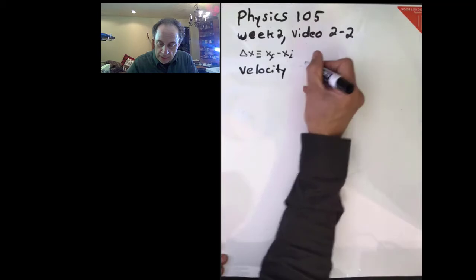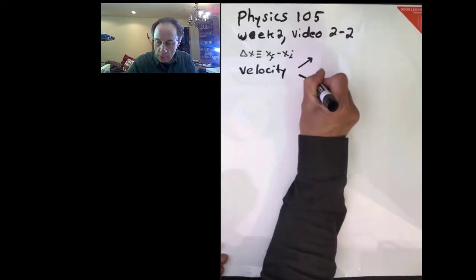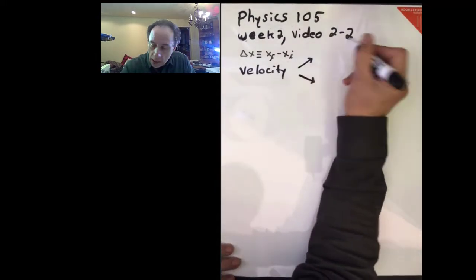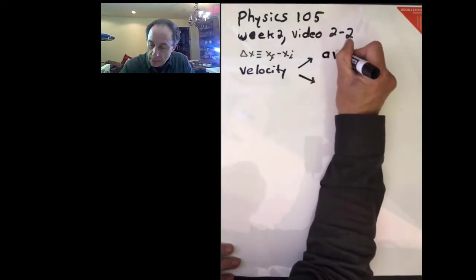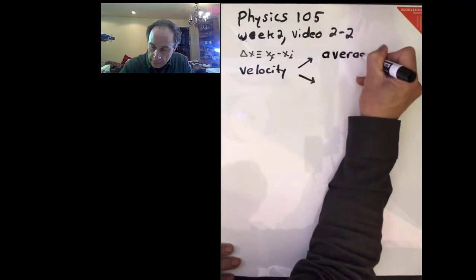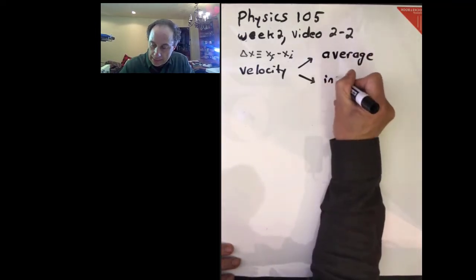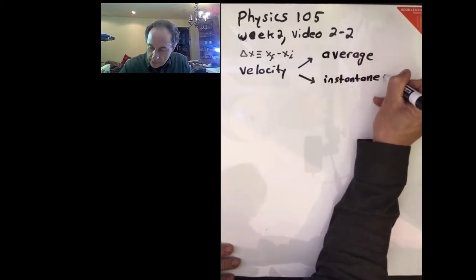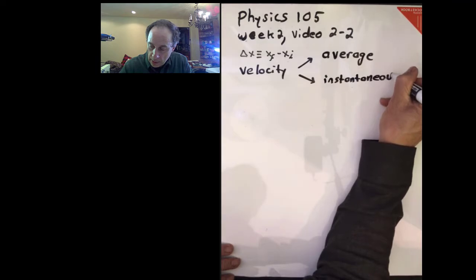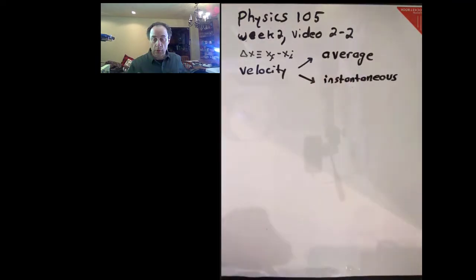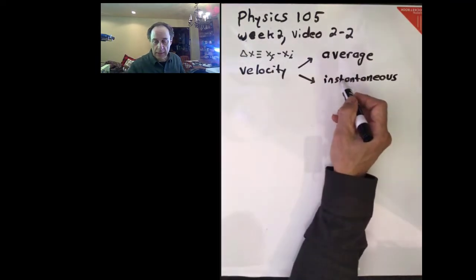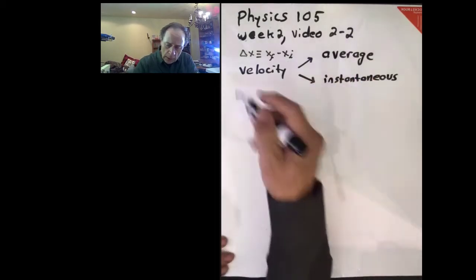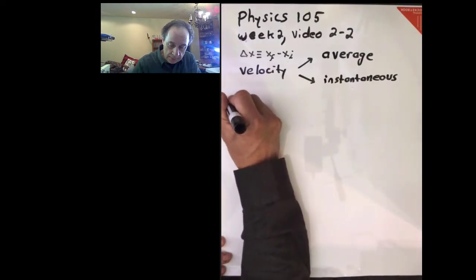So, velocity has two flavors, so to speak. There's an average velocity and an instantaneous. As you probably guess from the words, at a particular instant is instantaneous velocity, and this is an average over time. We're going to start looking at average velocity.